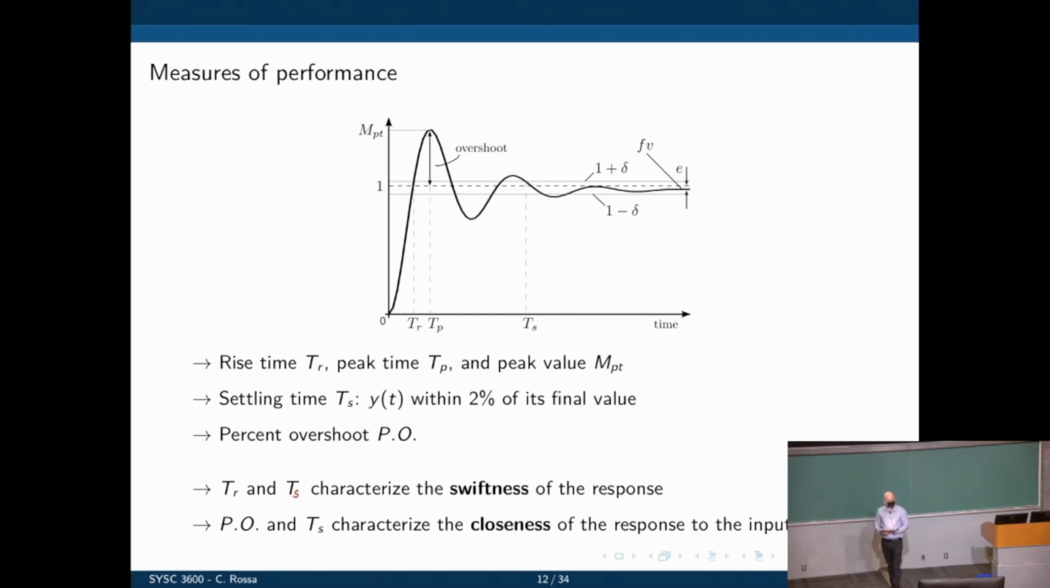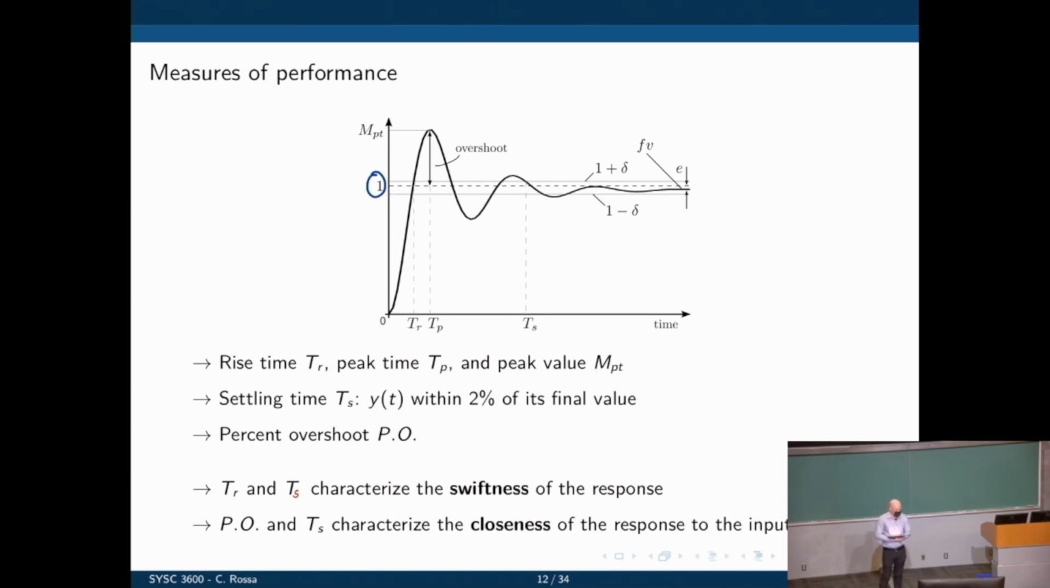So now we need these measures of performance to characterize the response of all the systems you're studying. So here is one generic time response for an underdamped system. And you can identify here a few things. We can identify the final value, which here happens to be 1. I want the system to settle at 1.